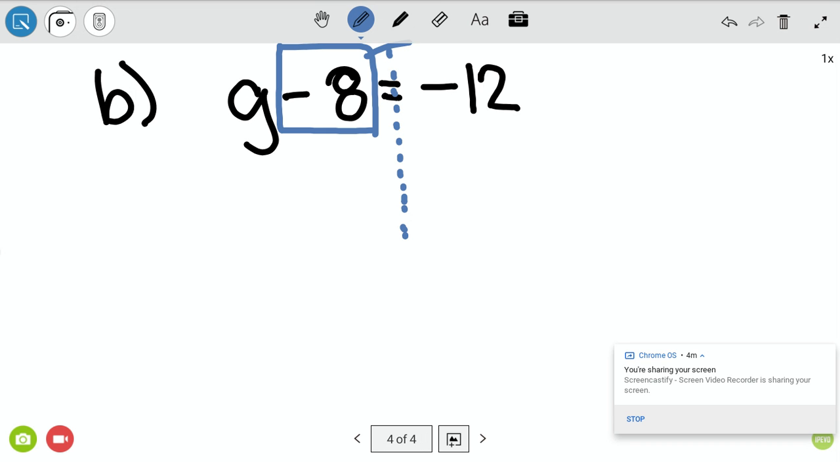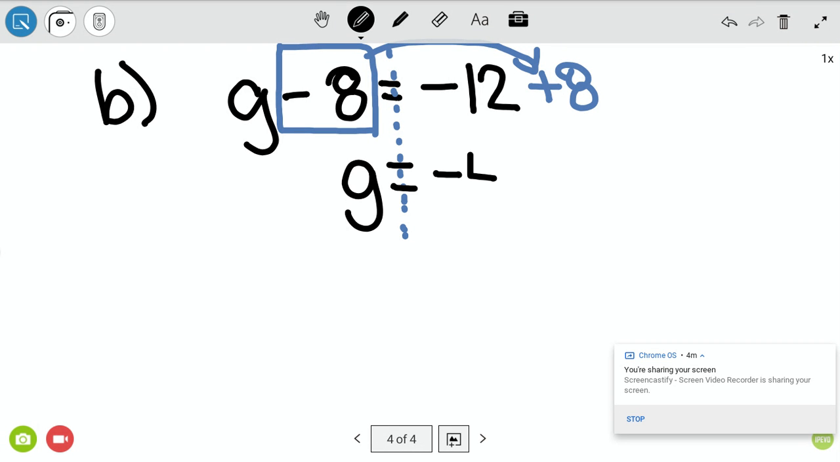So if I want to move it to the other side, I can do that, changing a negative to a positive. So we're just doing the opposite sign when we move it over. So then we would be left with G on this side. So then you just take negative 12 plus 8, and that gives us negative 4. And that would be your solution.